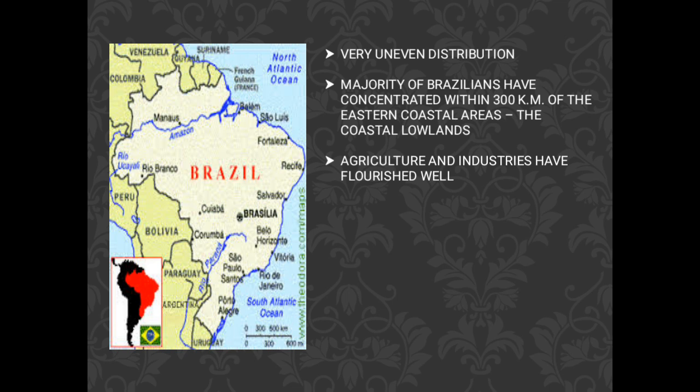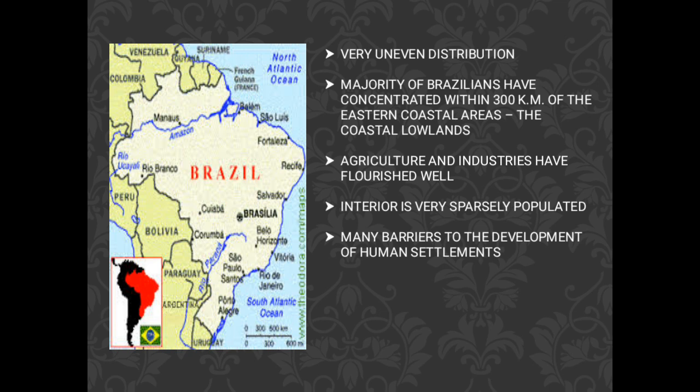On the other hand, the interior in the Amazon basin is very sparsely populated. Unfavorable climate, heavy rainfall, inaccessibility, and dense forest are barriers to development of human settlements here. Therefore, settlements occur only in few places in the Amazon basin. The central and western part of Brazil is less populated. The density of population in the highlands of Brazil is moderate.